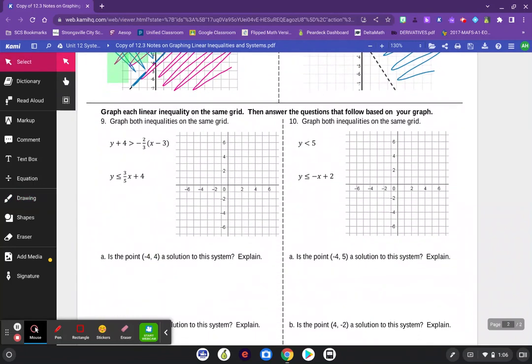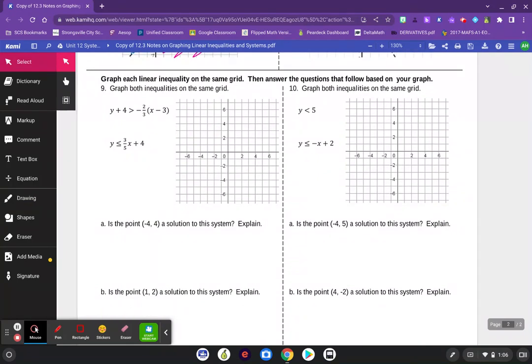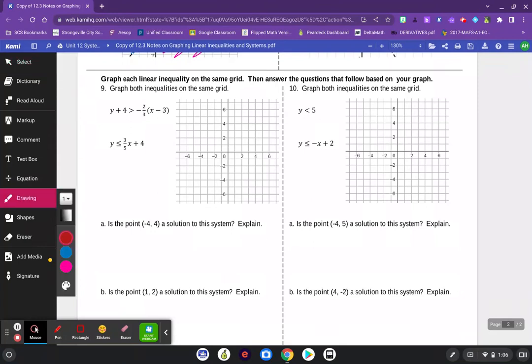So your job is going to be to graph entirely the line and the shaded region and determine if certain points are a solution and explain why. So I will do 9 with you, and your job is to do 10. And so again, I like to use my colors so that I can keep track of things.